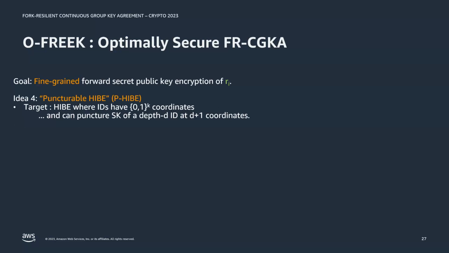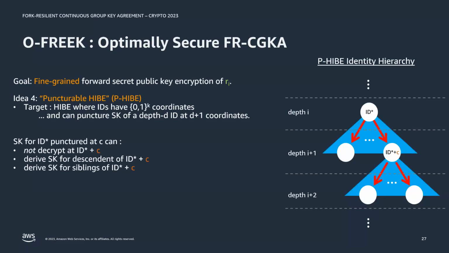I call this a puncturable HIBE. So it's a HIBE like the one they have. Each coordinate is a k-bit string so that you can encode the history that led you to this epoch. But in addition, you can puncture secret keys. Namely, the secret key for a depth D identity ID can be punctured at some D plus first coordinate, the next coordinate. And we want three things from this puncture. First, forward secrecy, where we want to make sure that you can no longer decrypt at ID plus c.